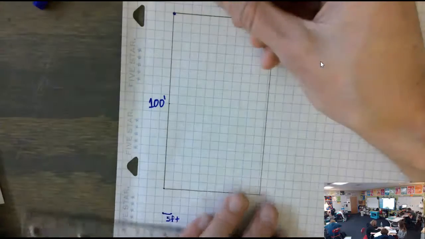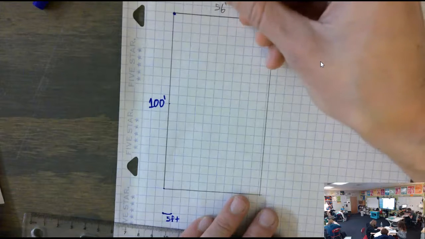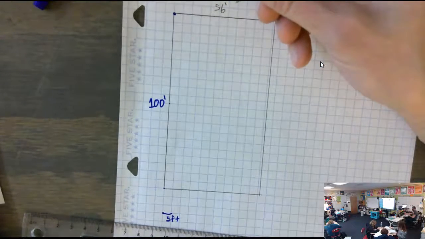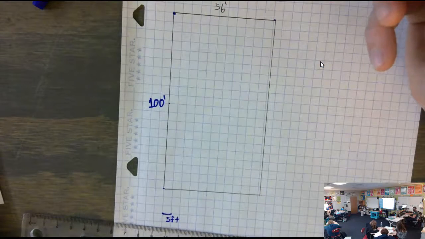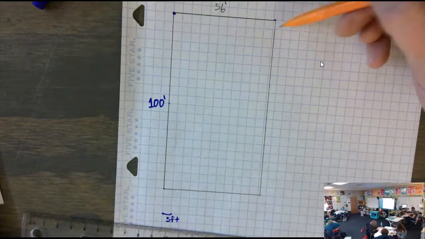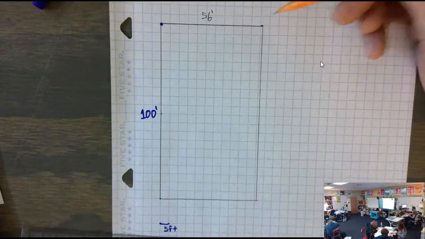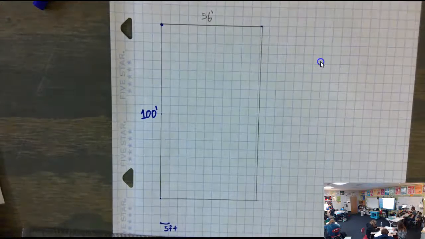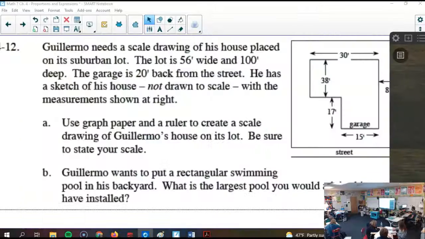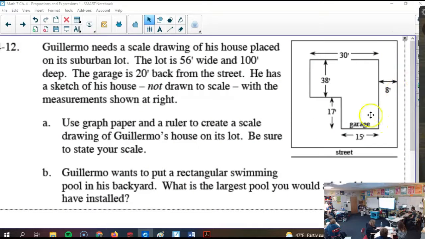So label this, how many feet? 56, right? We're going to label with how many feet, not how many boxes we used. This should be 11.2 boxes, so a tiny bit more than 11. So now let's look at more information about Guillermo's house. If I look at this drawing, do I know where to put the house compared to the corner of the lot? I know this is 8 feet away.